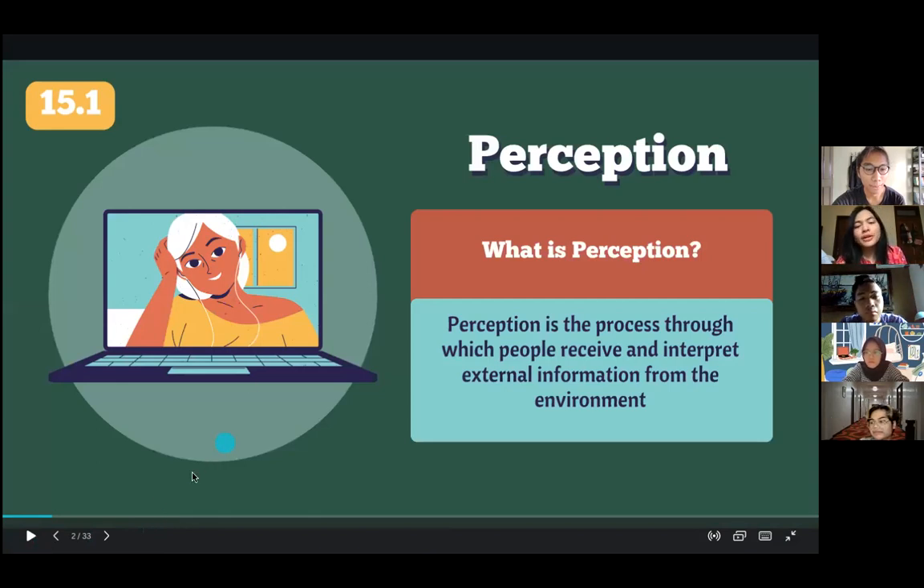Thank you, Tero. The first part is perception. What is perception? Perception is the process through which people receive and interpret external information from the environment surrounding them.